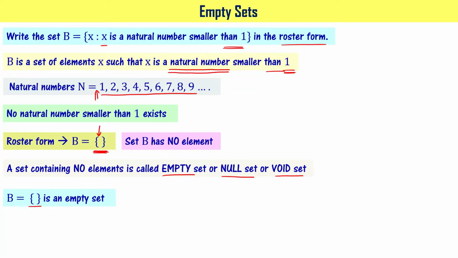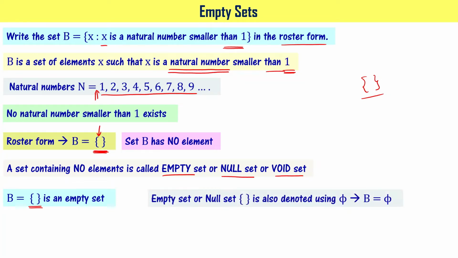That is denoted using empty braces, a set of braces with no elements in between, right? Otherwise, there is another way to represent it. People write phi. This is the Greek letter phi. If you want to say that B is an empty set, you simply write B equal to phi. Or B equal to a pair of braces is also representing an empty set.